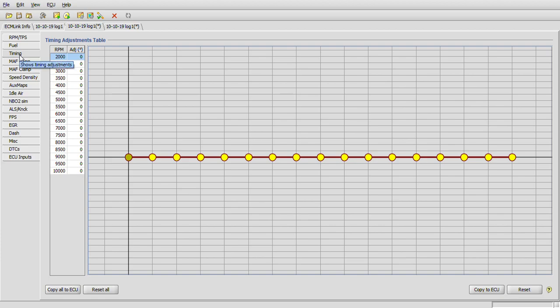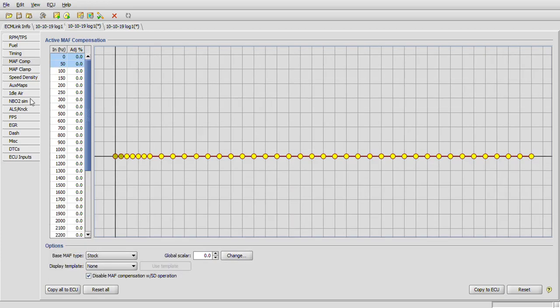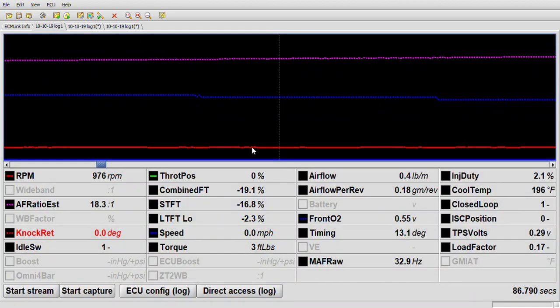Moving on down to the timing sliders, those aren't being used. MAF comp sliders, they're all zeroed out. So if we move up these two sliders, the 0 and 50, a little bit, that would probably bump up our airflow per rev reading that was low. Remember, here we were at 0.18, and we want about 0.23, 0.24, maybe 0.25, somewhere in that range.